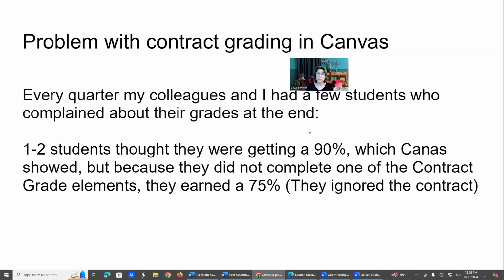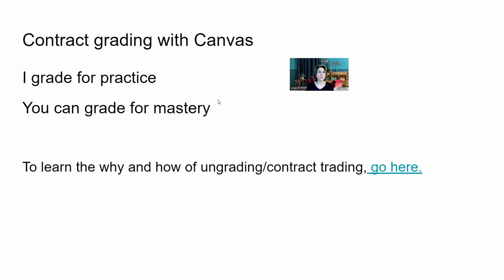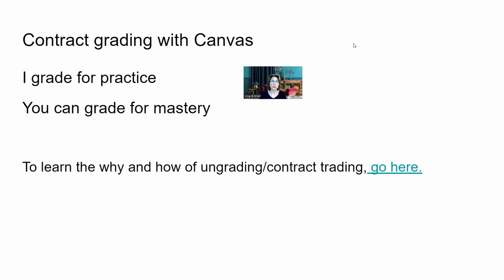So for those few students who ignore the contract, I decided to change my grading in Canvas so that it would always reflect their current grade. And I grade for practice. Many of us grade for complete, incomplete in contract grading. I don't do a complete if you've met mastery, which you totally could do. I do a complete for did you do the practice? So that's how I'm doing it.